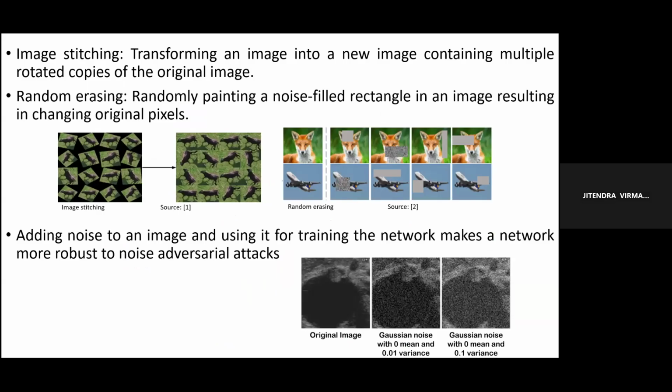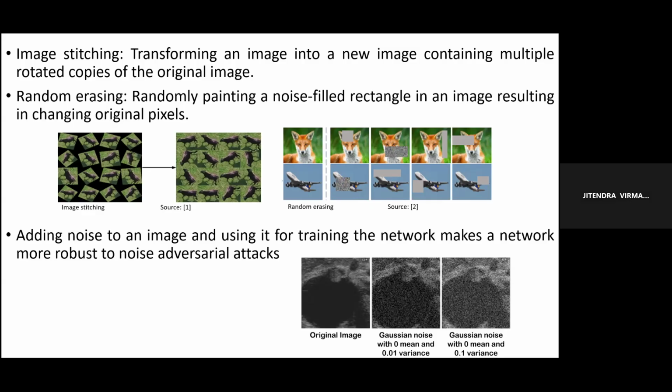Now you can see this is an example of image stitching, and you can see this aeroplane image, and some portion of the image has been cropped. So this is known as random erasing. Remember, a network which can classify it as an aerial image even in the presence of random erasing is going to be more robust. Even with a distorted image, it is going to label it as an aerial image.